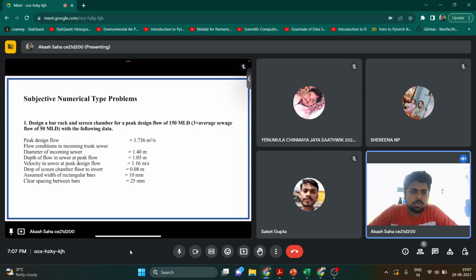So go through the question once again. We will solve it one by one. Kindly note down the parameters which are given in the question in your notebook because I will be changing the screen. So just note down the parameters, and then we will start solving the question. If you have noted down, just send a thumbs up so we can move forward.